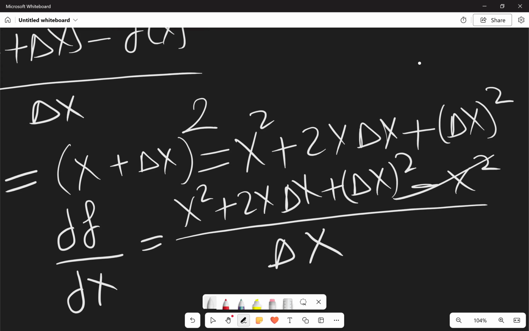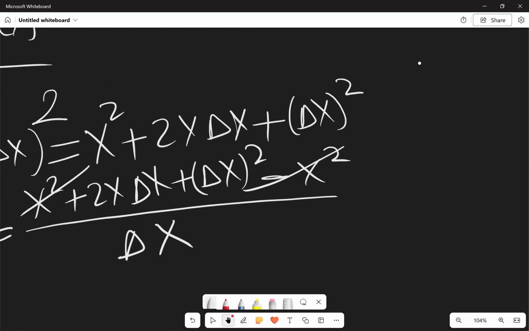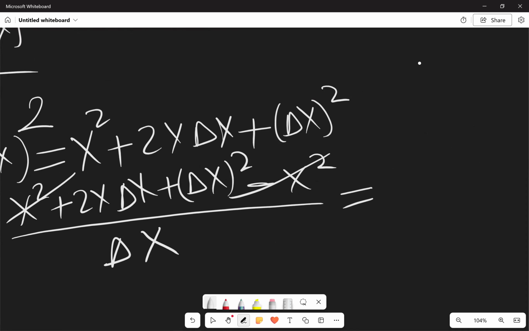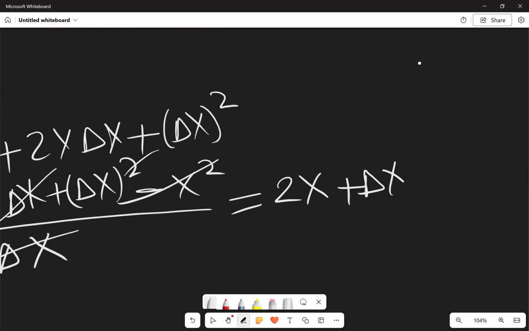The negative x squared is going to cancel with the positive one, and we're going to end up with this version here, as we can further simplify by canceling the delta x with the delta x here and the square here. So it's going to be 2x plus delta x. And as we're saying that the delta x is approaching zero, then we could say that the derivative is equal to 2x. As we all know from the simple differentiation rules.